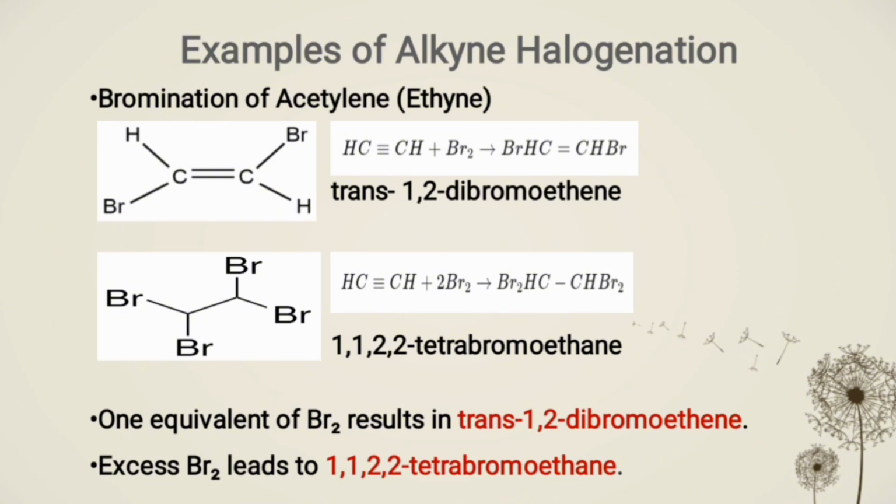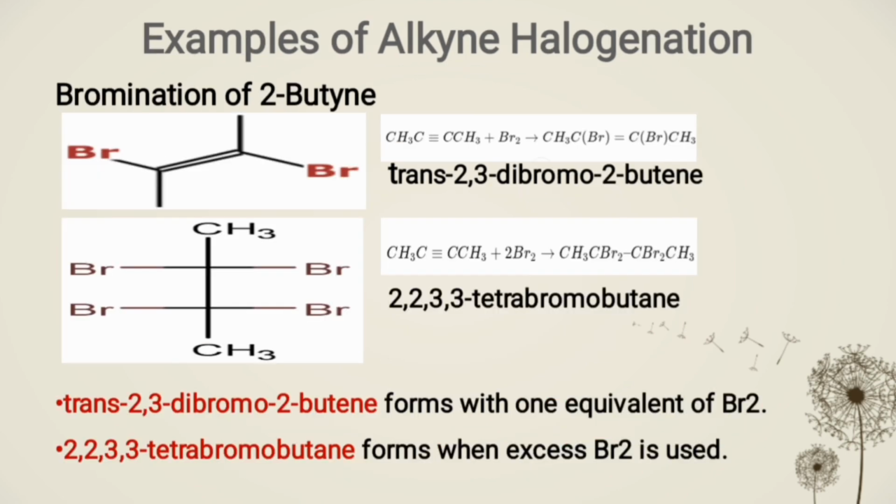And the second structure also illustrates that the excess of bromine leads to 1,1,2,2-tetrabromoethene. And the second example is the bromination of 2-butyne. So the first structure, which is the trans-dibromobutene, forms with one equivalent of bromine.